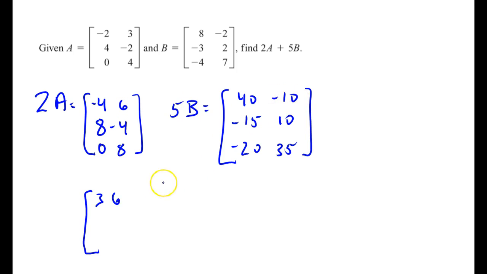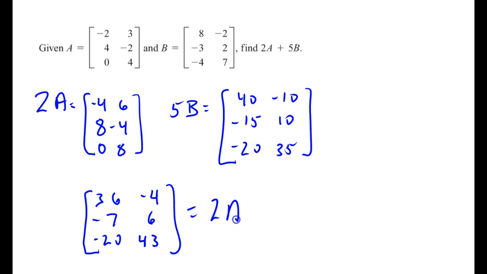When I add those together, I'm going to get -4 plus 40 is 36. 6 minus 10 is -4. 8 minus 15 is -7. -4 plus 10 is 6. 0 minus 20 is -20. And 8 plus 35 is 43. So that is twice matrix A plus 5 times matrix B.